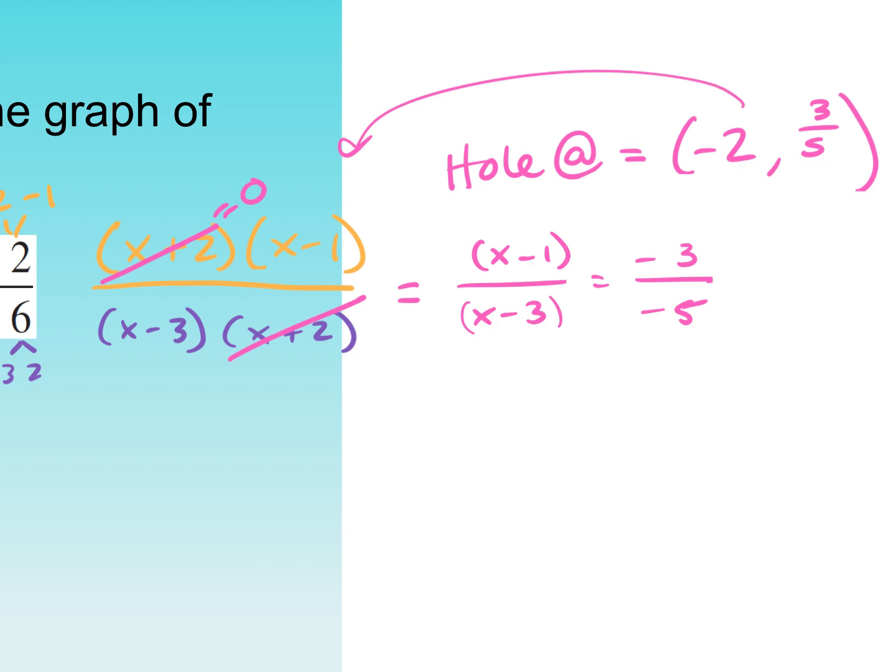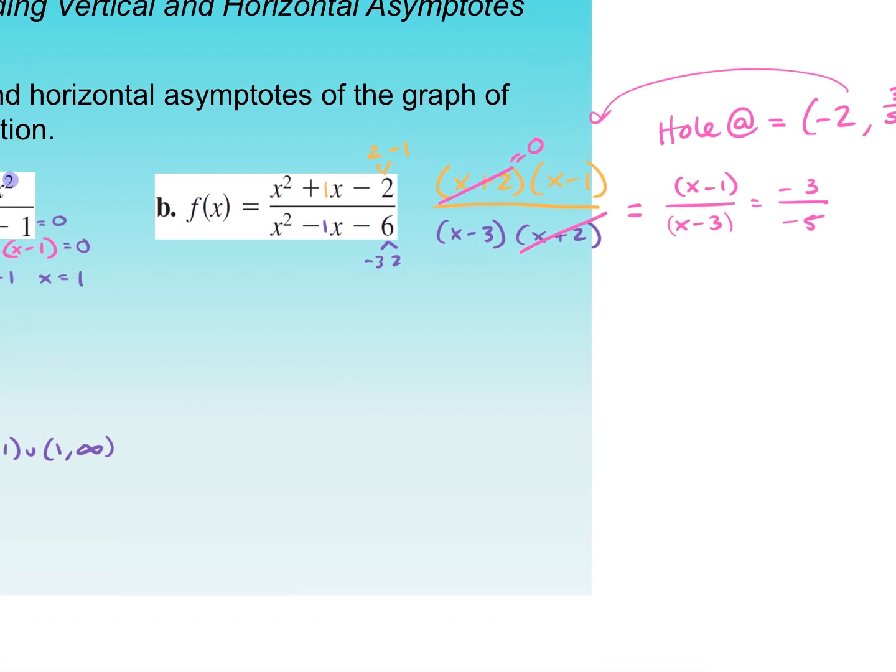So to find the y value, just plug in your x into the simplified version. So that's for the hole. Let's find now our vertical asymptote and horizontal asymptote and the domain.